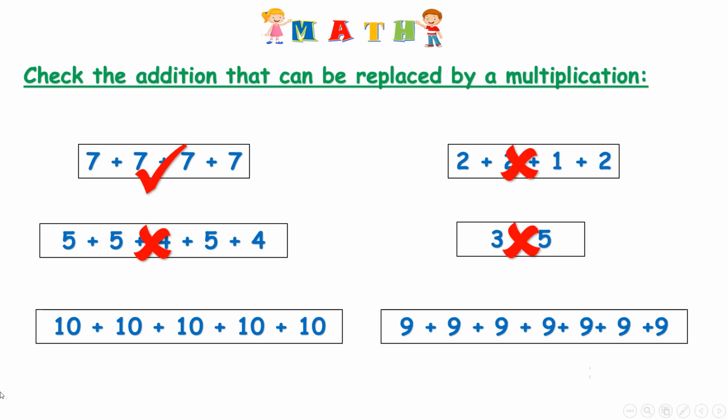Now in here down, I have 10 plus 10 plus 10 plus 10 plus 10. Great. The number 10 is repeated 1, 2, 3, 4, 5. The same number 10 is repeated 5 times, so this one can be replaced by a multiplication equation. Great. Now let's check the last one in here. I have 9 plus 9 plus 9 plus 9 plus 9 plus 9 plus 9. I have the same number 9 that is repeated how many times? 1, 2, 3, 4, 5, 6, 7. The number 9 is repeated 7 times. So the last one in here can be replaced by a multiplication equation.